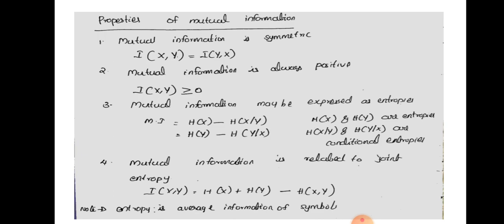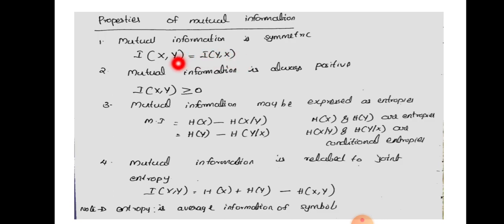Next we will go to the properties of mutual information. The first property is that mutual information is symmetric. That means I of X comma Y will be equal to I of Y comma X. That means the amount of information transferred when we are transferring X and receiving Y is the same as when we are transferring Y and receiving X.